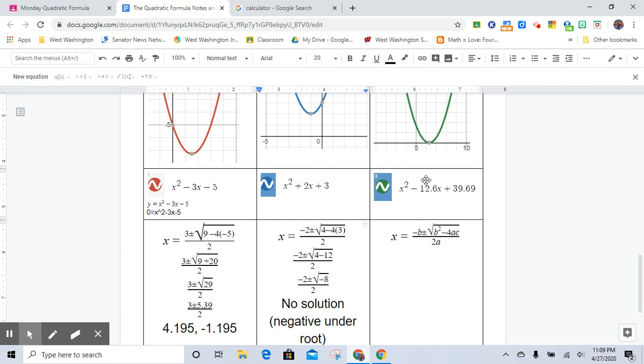Okay. All right. Last one then, we're going to look at this. When is there going to be only one solution? What would this look like if there's only one solution? So the b value here is negative 12.6, so that's going to be positive 12.6, and 12.6 quantity squared. Well, I guess I need my calculator again. 12.6 squared.